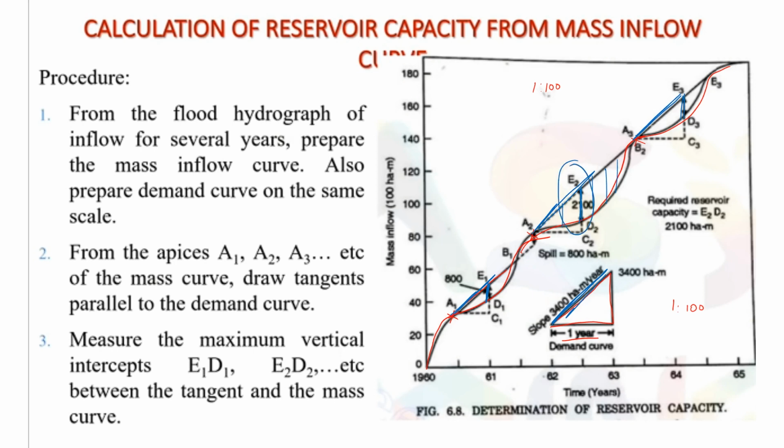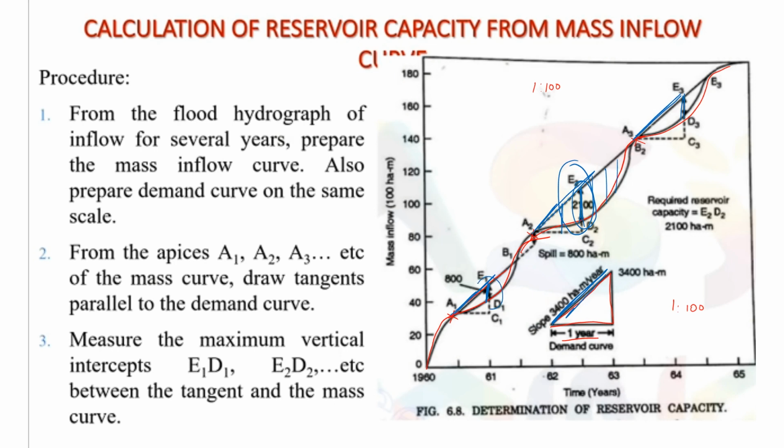The vertical intercept is chosen at such a point that it gives you the maximum value of this vertical distance. We are just placing the scale in different positions from this tangent, and this is the position which gives you the maximum value of this vertical distance. So such a point needs to be taken. Which point gives you the maximum value of vertical intercept, that point must be taken.